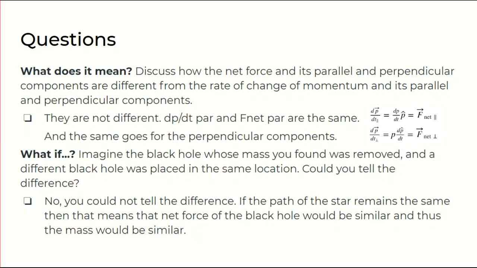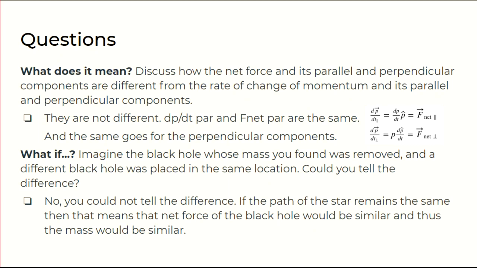Two questions are asked about this lab. The first asks to discuss how the parallel and perpendicular components of the change of momentum and Fnet differ. The answer is that, as seen in the code, Fnet is equal to dp dt, and subsequently so are its parallel and perpendicular components. This is because of the law of the conservation of energy.